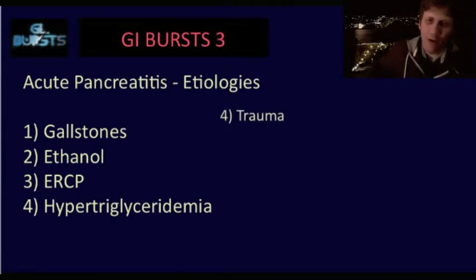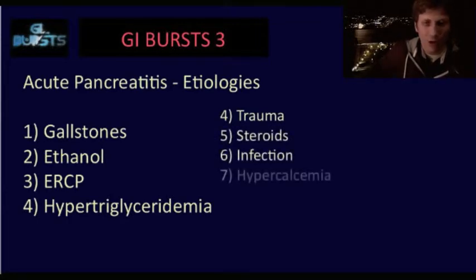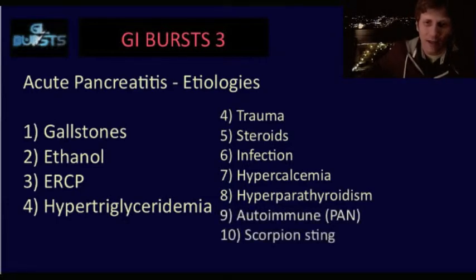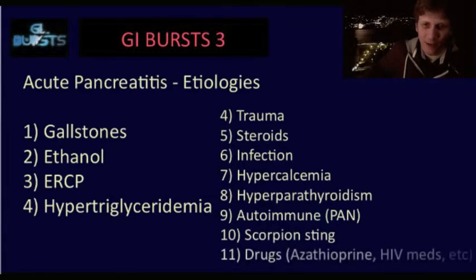And just a few other causes include trauma, steroids, infection, hypercalcemia, there's autoimmune pancreatitis, scorpion stings, hyperparathyroidism, hypercalcemia, and drugs. So we see it often in Crohn's patients that are taking azathioprine, steroids we already mentioned, and then certain HIV meds. So those are several causes for acute pancreatitis, but never forget about gallstones, ethanol, ERCP, and hypertriglyceridemia. So those are the most common causes.